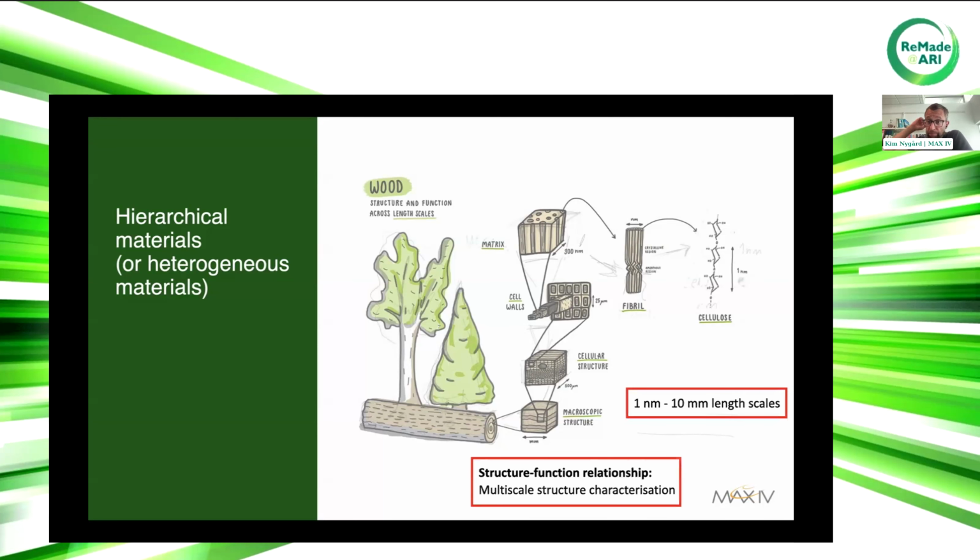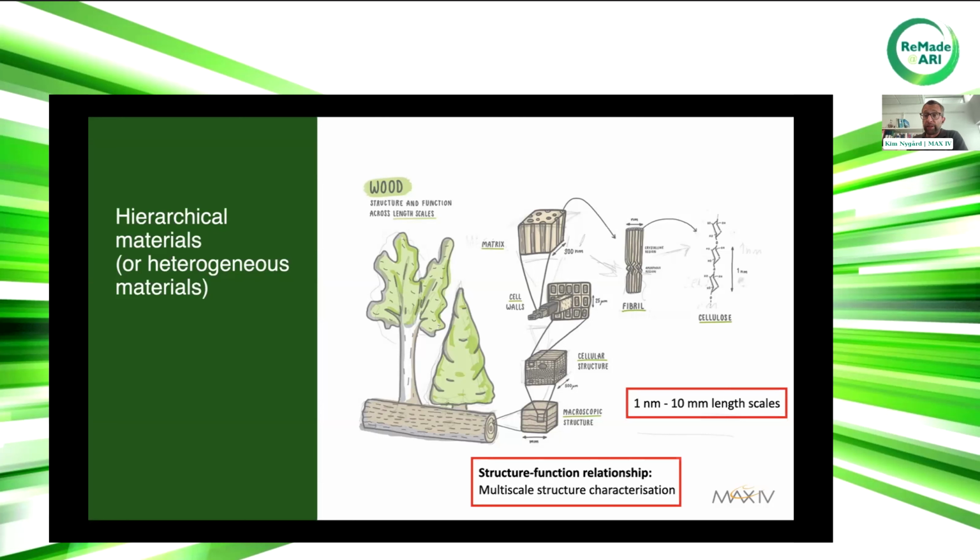Now, if you look at those numbers there, we have cellulose fibrils from nanometer length scale up to macroscopic structure of, let's say, 10 millimeters. That's 7 orders of magnitude in length scales. Now, if you want to understand the structure-function relationship in these kinds of materials, then we need some sort of multiscale structure characterization.